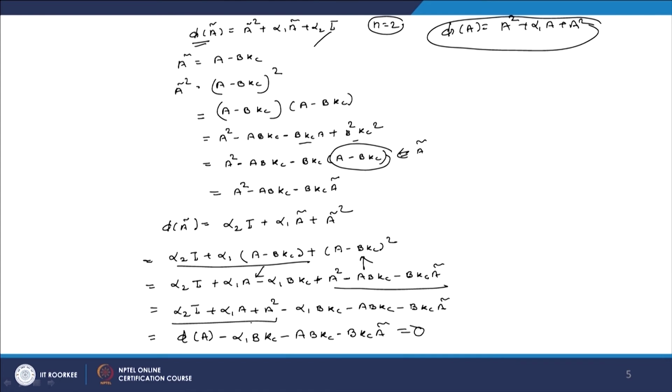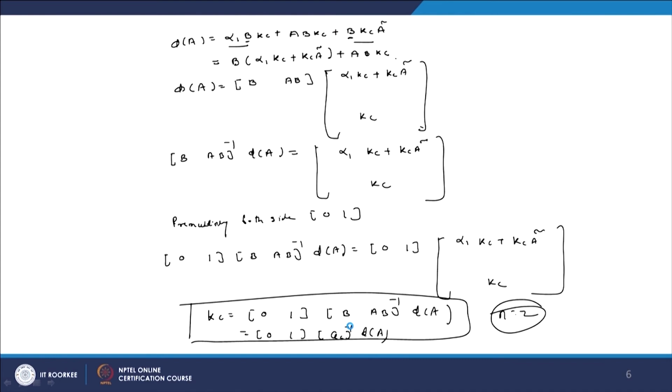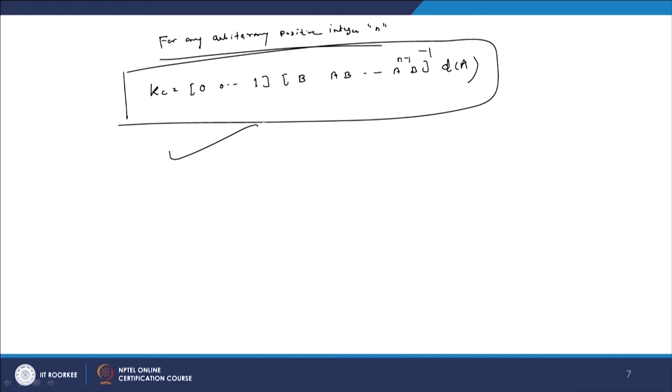Now here we simplify it, and alpha 2 I plus alpha 1 A plus A square is written in terms of phi of A. Finally, after all the steps, the controller K c equals 0 0 1 Q c inverse into phi of A, and this is the final controller for the nth order system. This controller is called the Ackermann formula, and it depends upon the Cayley-Hamilton theorem.